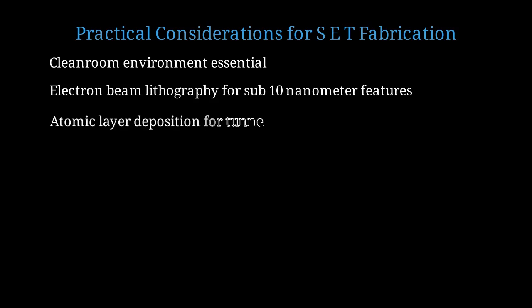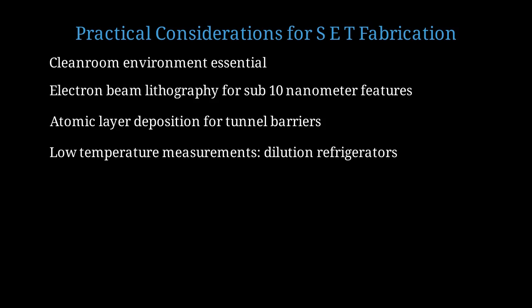Tunnel barriers are often deposited using atomic layer deposition, which allows control at the atomic monolayer level. Aluminum oxide is a common material. Measuring SETs requires dilution refrigerators that can reach temperatures below 100 millikelvin. These systems cost hundreds of thousands of dollars.